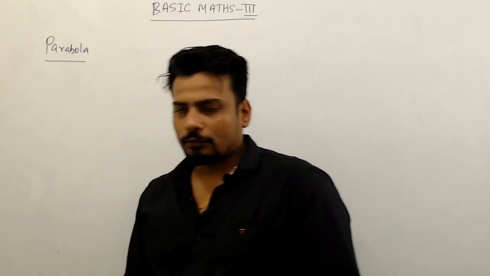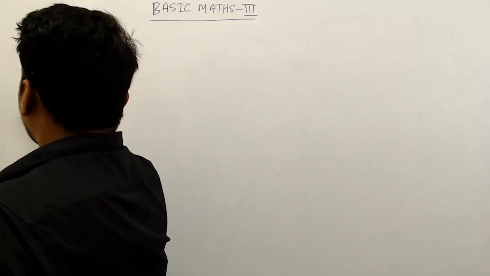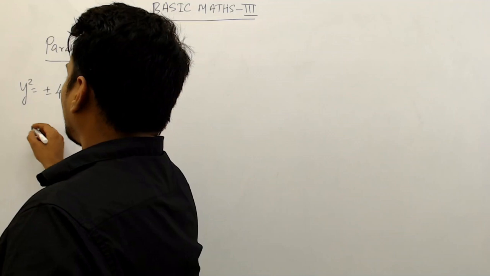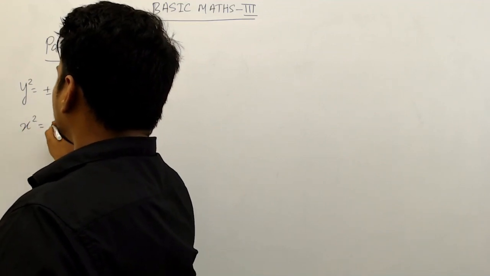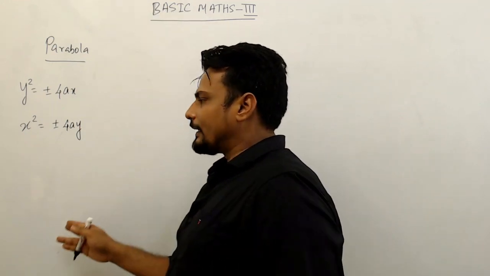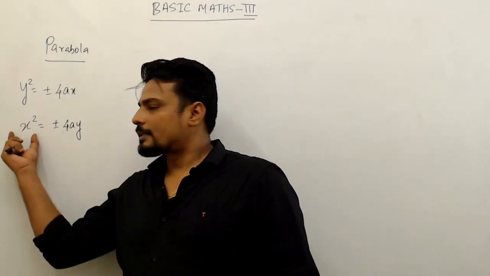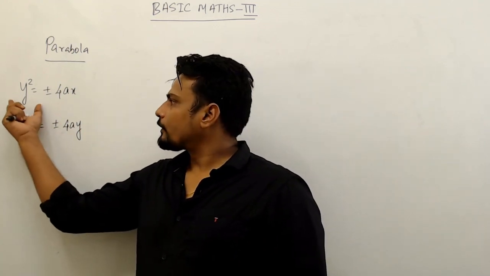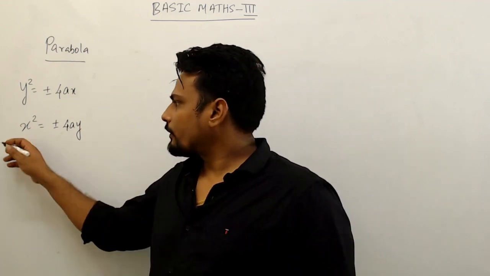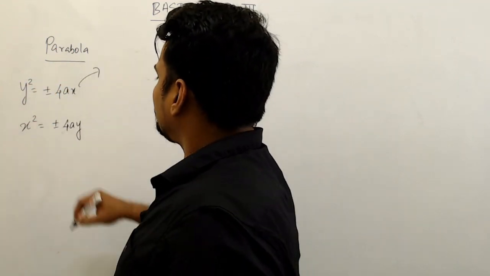So basically, we have two standard forms of the parabola. One is y square equals plus or minus 4ax, and the other one is x square equals plus or minus 4ay. Generally, I'm not saying that it has to be, but we deal with the quadratic in x, rather than the quadratic in y. This is more often seen. So we're going to focus more on this, of course, but I'm going to see everything. So let me first look at this one.